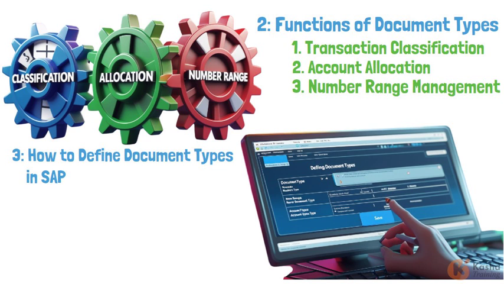3. Click on New Entries and fill out the necessary fields. Document type, a unique 2-digit code. Example, JV for journal voucher. Number range, specify the number range for this document type.